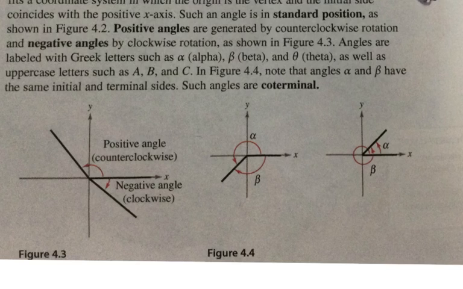Coterminal angles have a shared terminal side, or a mutual terminal side. And they're 360 degrees away from each other. They're one full rotation away.